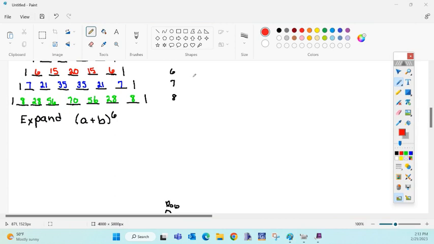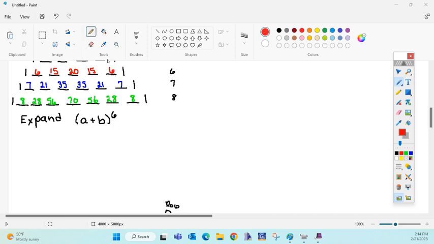Can you say it again? I'm sorry? Can you say it again? Because a plus b is to the 6th power, we're going to deal with the 6th row to expand it. Oh, okay. So we're going to look at 1, 6. A plus b to the 6th power is an example. Yes, and we're going to be using this Pascal's triangle with the exponent in order to expand them.